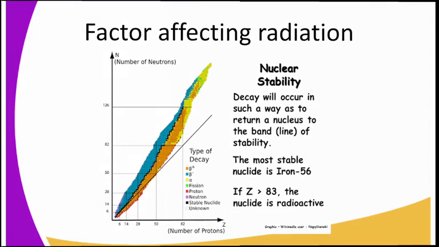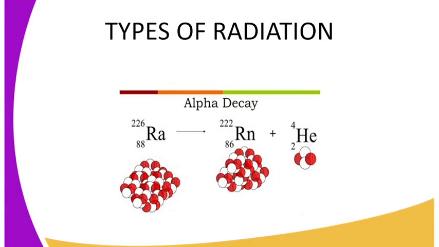Next, we have the types of radiation. Radiations are emitted by radioactive elements. As you can see, we have various radioactive elements like radium. Radium is a radioactive element.